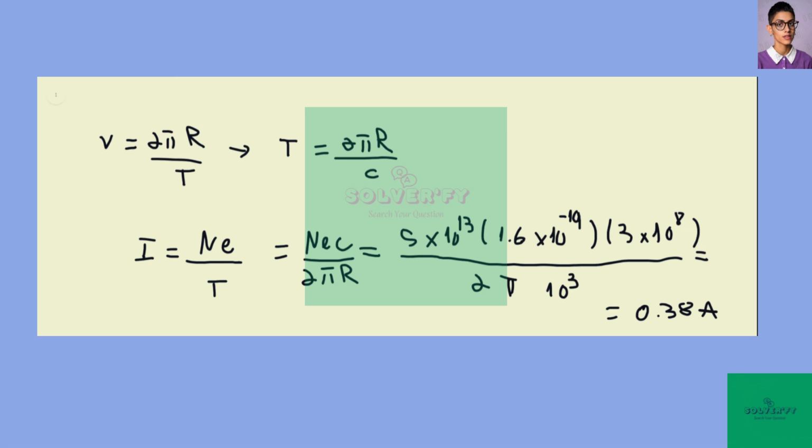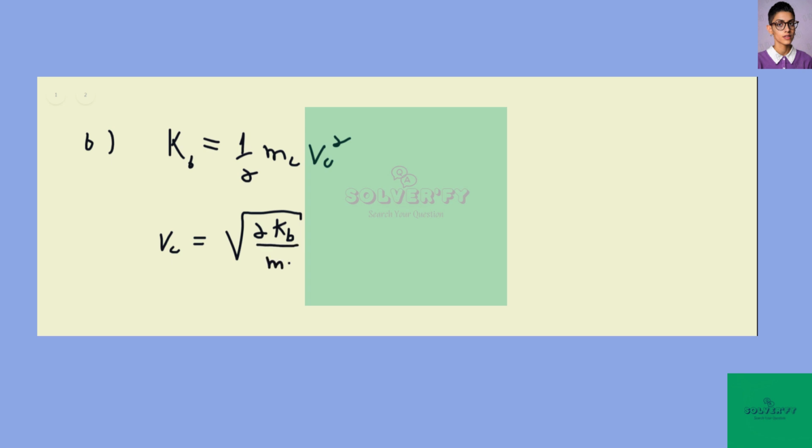So for part B, how fast will a 1,500 kilogram car have to go to carry the same kinetic energy as this beam? So we have 1 TeV. We want the kinetic energy of the beam to be equal to 1/2 m car v car squared, and then v car is equal to the square root of 2 K beam divided by the mass of the car.